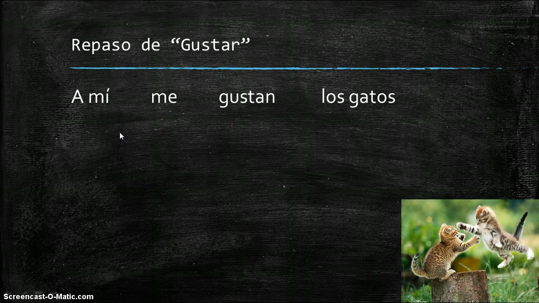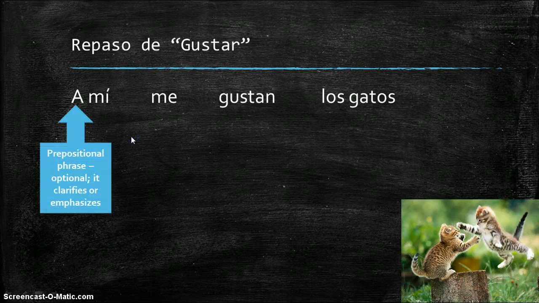Sentences that use gustar and other verbs that act like gustar have four distinct elements in them. The first element is the prepositional phrase. It always starts with the word a, and then it will tell you to whom something is pleasing. This prepositional phrase is optional. You don't always have to use it. It just clarifies or emphasizes who you're talking about. There is no difference between me gustan los gatos and a mí me gustan los gatos. It's just an issue of emphasis.